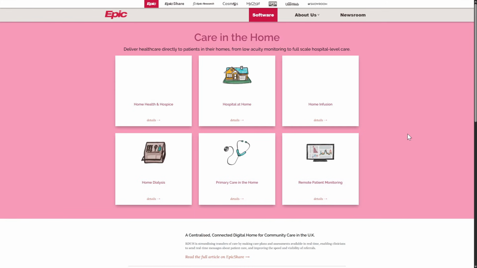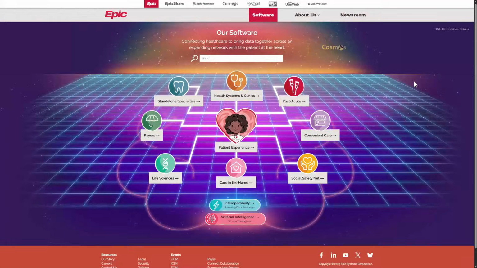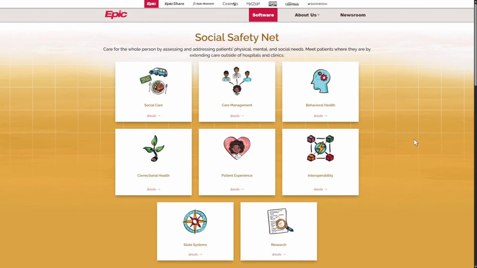Another component is care in the home. This supports home healthcare agencies that visit patients in their homes, conduct assessments, provide therapy, or monitor chronic conditions. The platform helps teams document visits, track care plans, and communicate with physicians while staying connected to the patient's main record. The Social Safety Net section is designed for public health organizations, government hospitals, and clinics serving underserved communities. It includes features for sliding scale billing, grant management, and integration with public assistance programs.